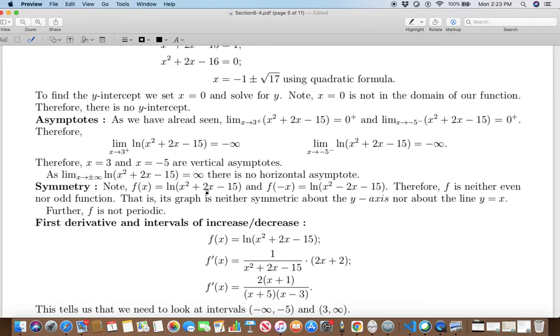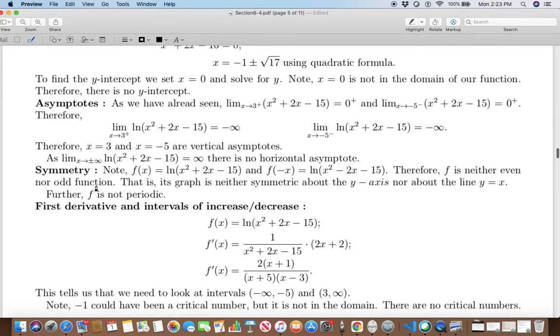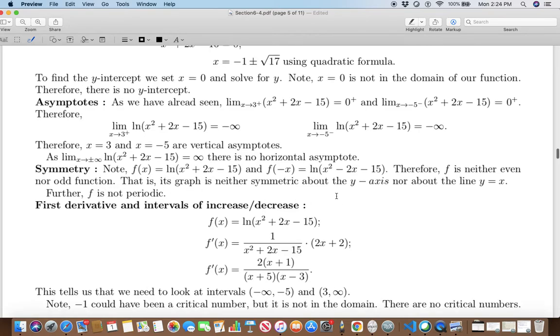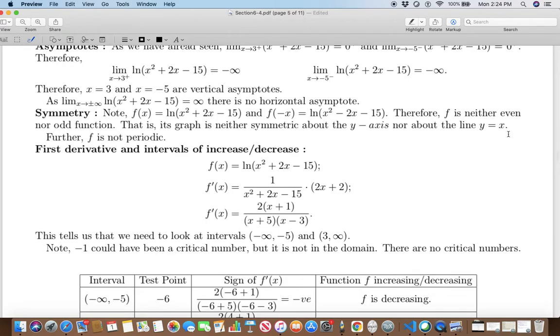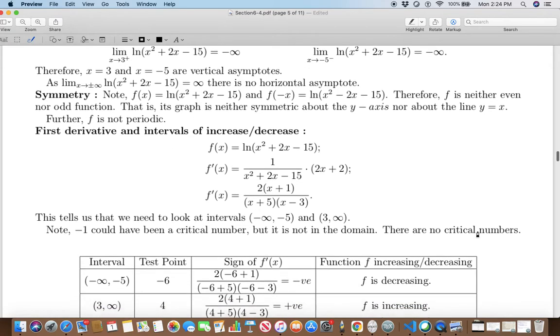f(x) equals natural log of x squared plus 2x minus 15. Let me change the sign of x. When I change the sign of x, I get x squared minus 2x. That continues to be x squared, but this becomes 9 minus 2x minus 15. Therefore, f is neither even nor odd. This function is neither symmetric about the y-axis nor about the line y equals x. Further, f is not periodic. It simply goes to infinity. Okay, increasing function.